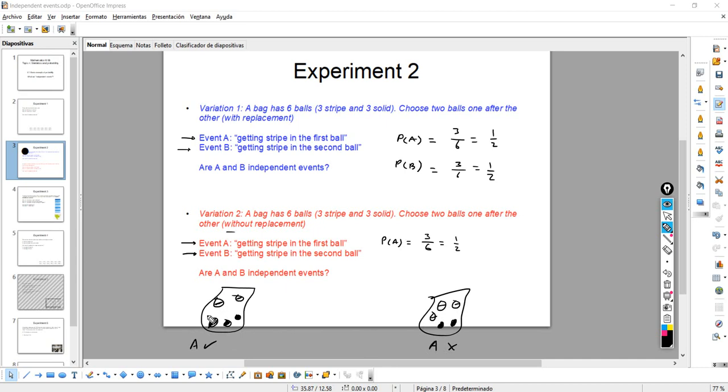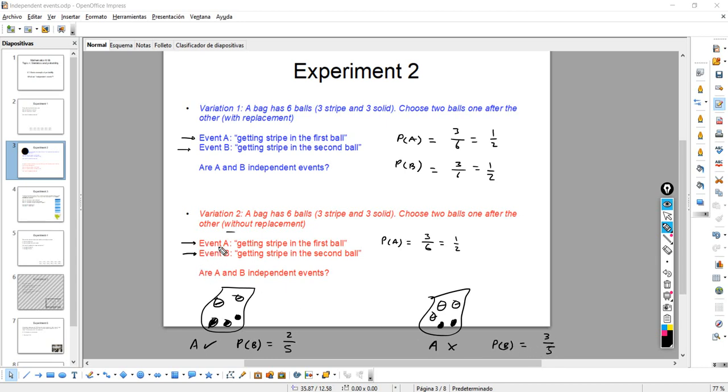So, in the case that event A happens, the probability of B is going to be 2 favorable outcomes out of 5. So that's the probability of B, assuming A happens. And assuming A doesn't happen, then the probability of B, which is getting a stripe in the second ball, will be 3 favorable outcomes over 5 possible ones. So in the first case, the probability of B is 2/5, and in the second case, the probability of B is 3/5. What can we observe?